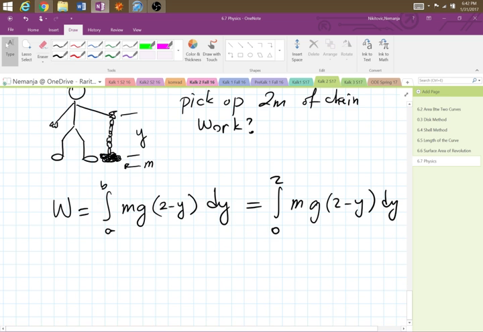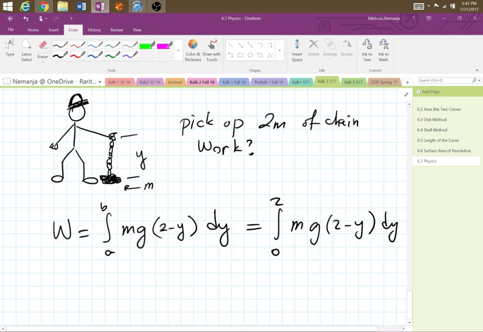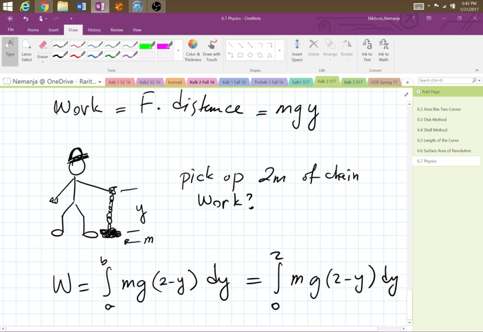Yes? Aren't you technically continuing to do work to keep the chain in that position? Yeah, this is just the lifting part. At the point when you lifted the entire chain, it's going.